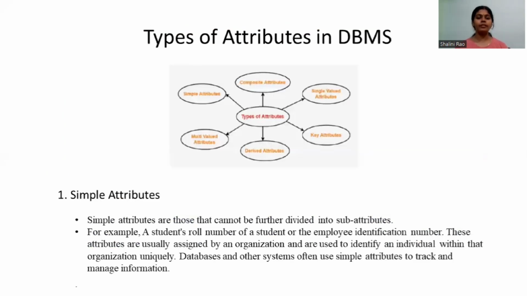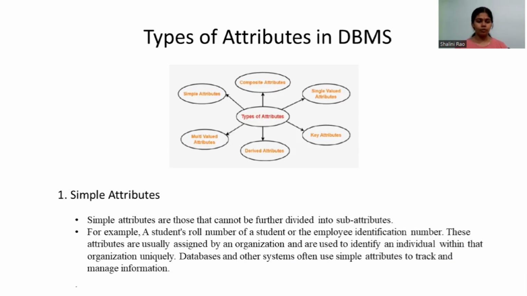Next, we have types of attributes in DBMS. There are 8 types of attributes, which are simple attributes, composite attributes, single valued attributes, multi-valued attributes, derived attributes, complex attributes, key attributes, and stored attributes.